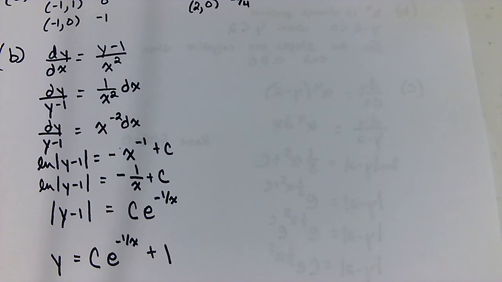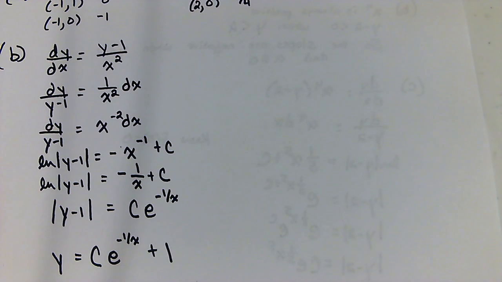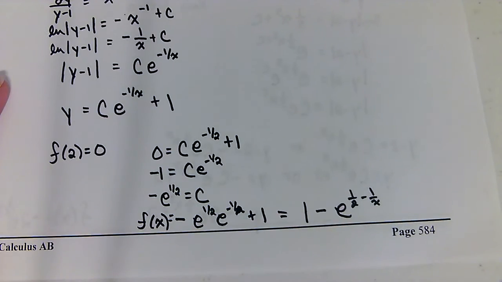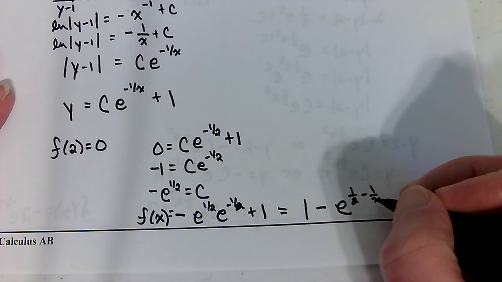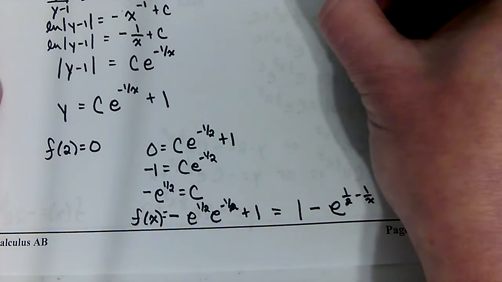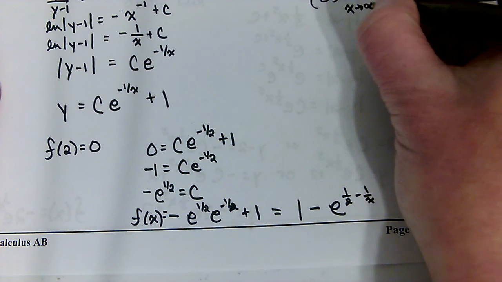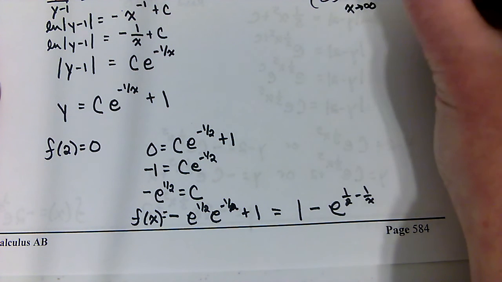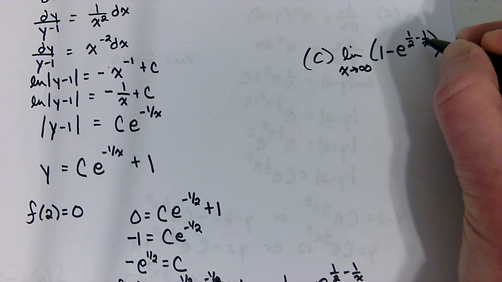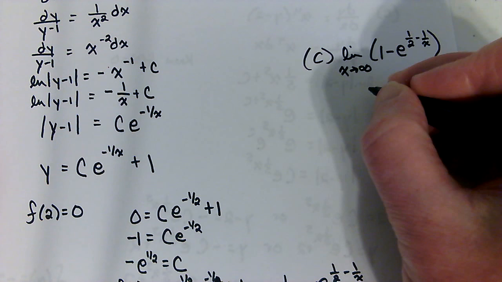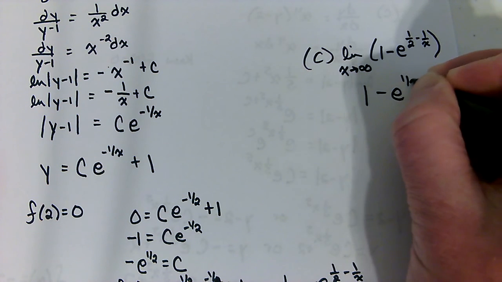Now part C says, for the particular solution described in part B, find the limit as x approaches infinity. So what happens as x approaches infinity here? Well, this becomes a 0, right? So in part C, the limit as x approaches infinity of 1 minus e to the 1/2 minus 1 over x would approach 0. So it's basically 1 minus e to the 1/2.